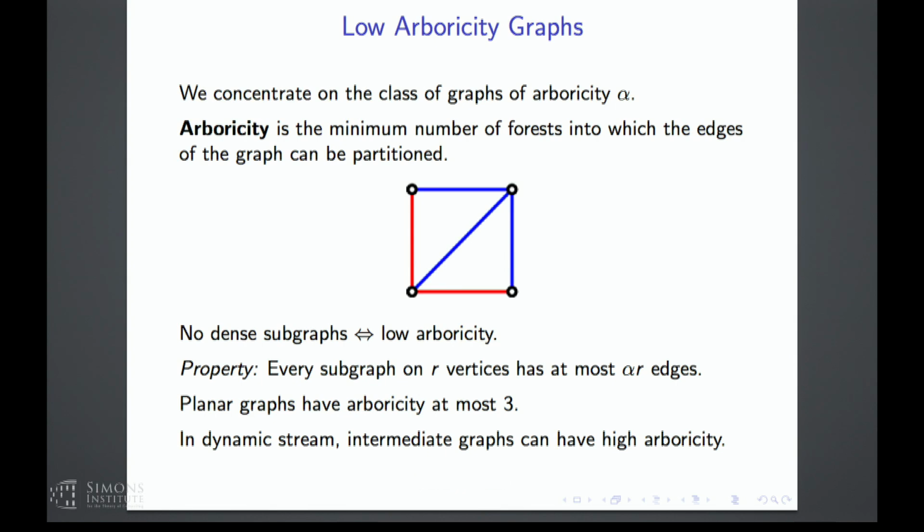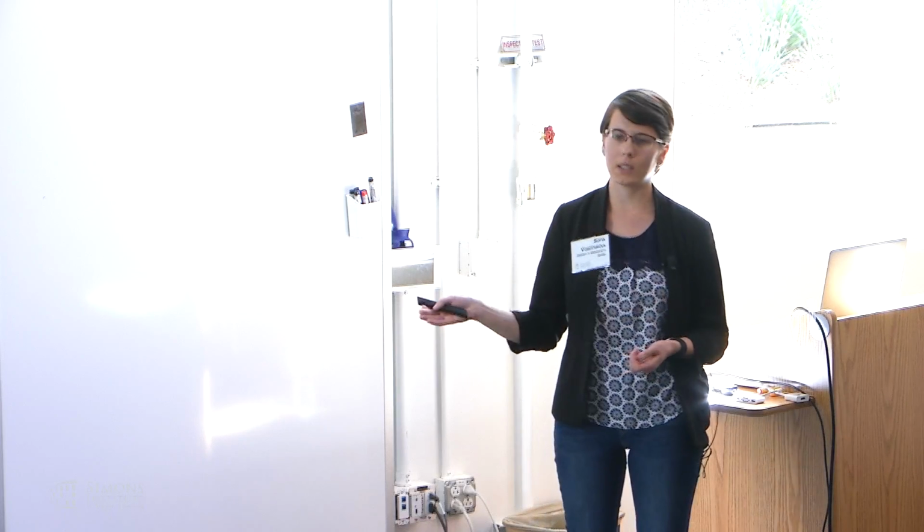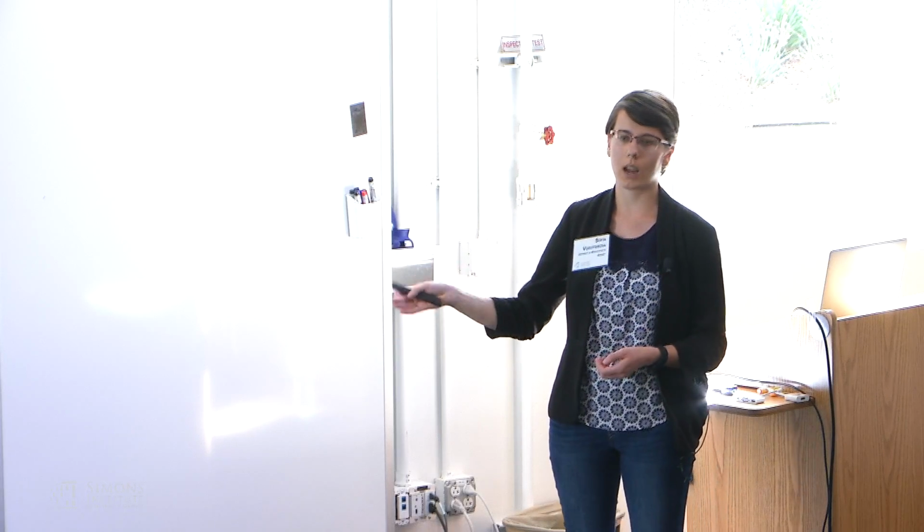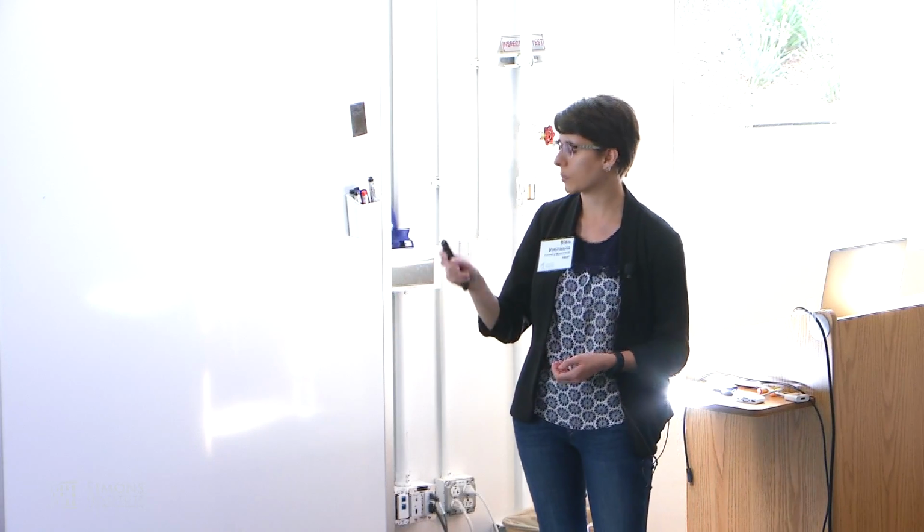And let me just note that in dynamic streams, where we can both insert and delete edges, the intermediate graphs in the middle of the stream can have high arboricity. We just care that at the very end, the last graph has arboricity bounded by alpha.